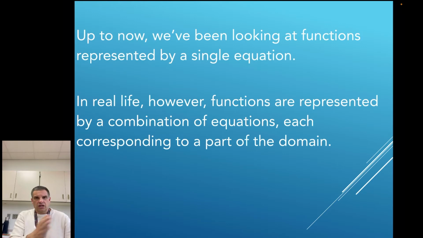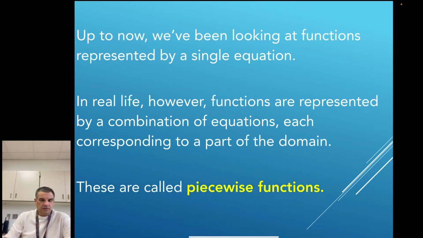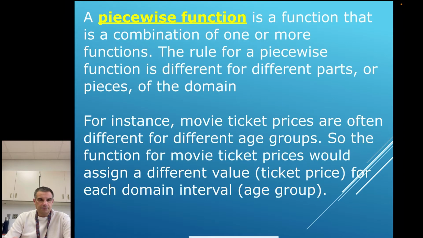They change as our x value, so to say, as our money value changes. So piecewise functions change as you're going along that x-axis. By definition, a piecewise function is a function that is a combination of one or more functions. The rule for a piecewise function is different depending on the part or piece of the domain. So what you pay on the first $25,000 in taxes is different than what you pay on the next $3,000 if you're over that $25,000 barrier.